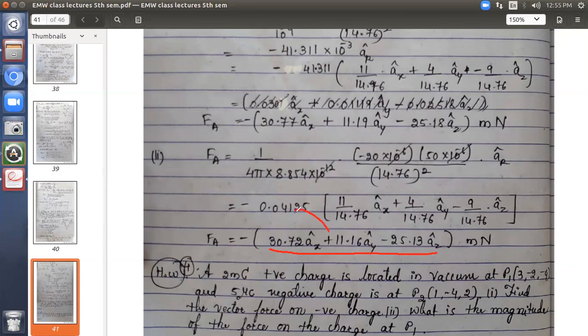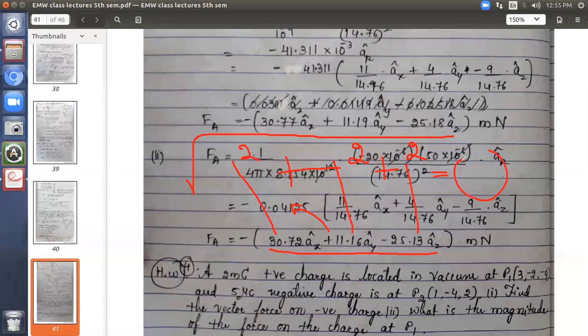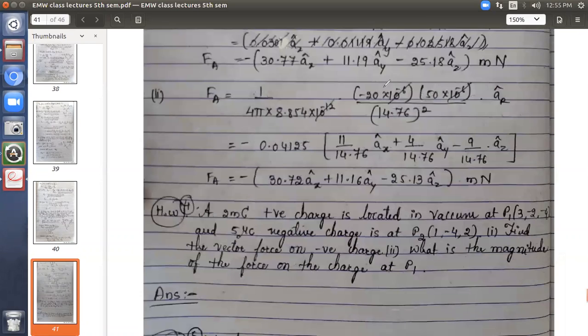So how to find the total magnitude? It is the square root of the first value squared plus the second value squared plus the third value squared. If you do this, you will get some number here. That is the magnitude of the force. If you end only at this, this is called the vector force in three different directions. But if you take the square root of these magnitudes squared, you will get the magnitude of the force. So this is the homework assignment.